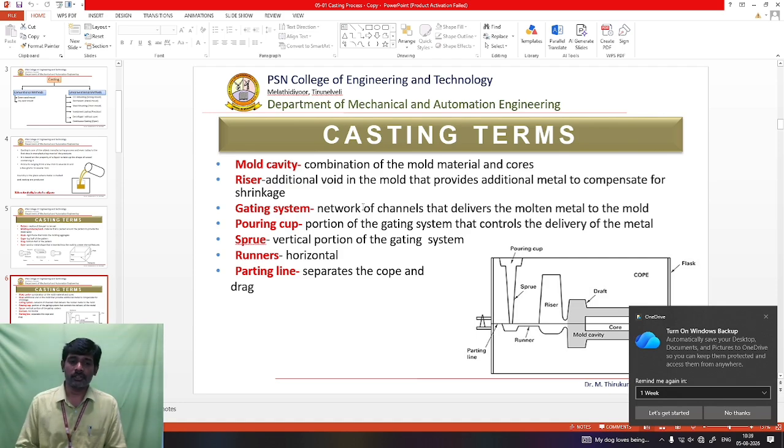Next, the pouring cup. It is the portion of the gating system that controls the delivery of the metal; it just carries the molten material. Sprue is the vertical portion of the gating system. Next one is the runner, which is the horizontal one, and the parting line is the separation of the cope and drag box. The upper and bottom boxes are split through the parting line.